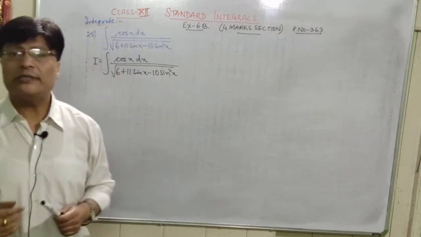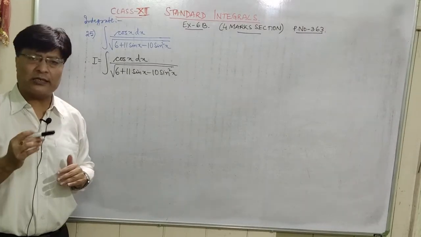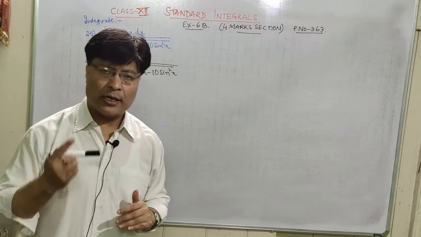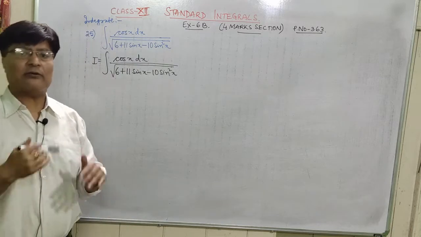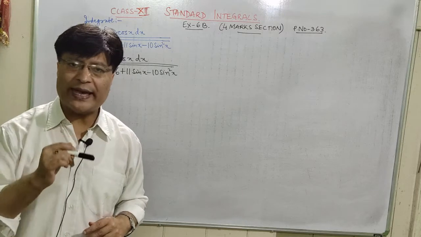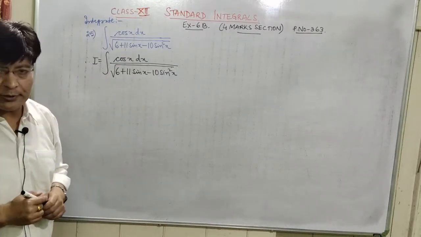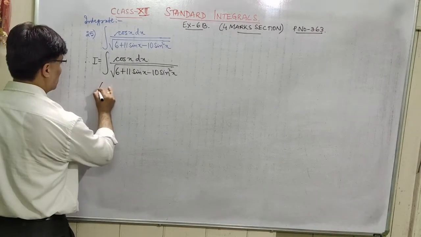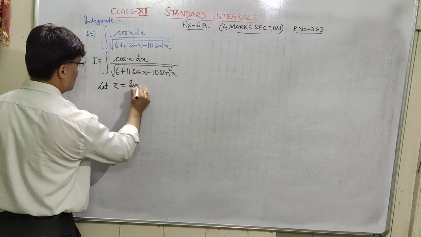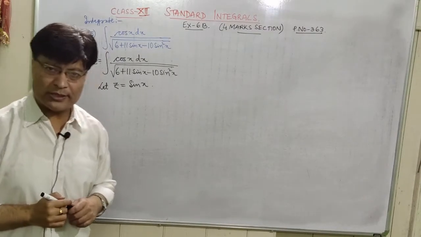So how will you do this integration? In this case, in the denominator there is a term containing sine x, and in the numerator we have only got cos x, and you know the relation between sine x and cos x, that is differentiation of sine x will be cos x. So we can assume sine x as z. That means we can do the method of substitution in this case. So let z is equal to sine x.